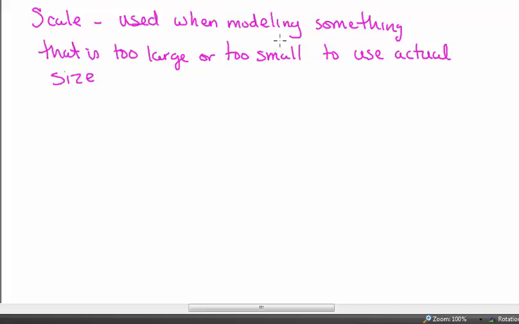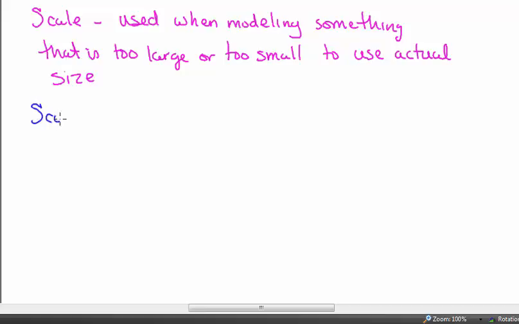Like, for example, if I wanted to draw up a blueprint of a building, I'm not going to make it the same size as the building. I use scale to make a smaller version. Or if I want to draw a picture of a virus, or make a computer projection of a virus, I use scale because an actual virus is microscopic and that's too small, so I want to make it larger. So scale is used when we model something that is too large or too small.